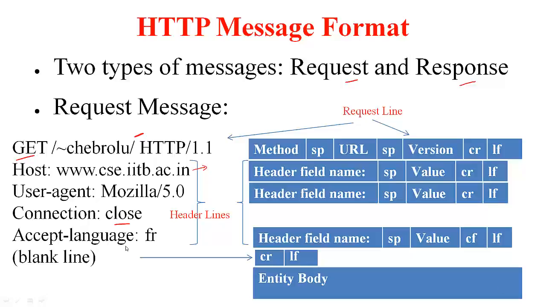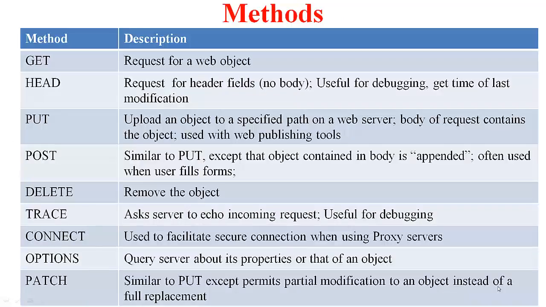Through this header line, I'm saying the language I would like is French. If you have a copy of the web page in French, please pass it. Otherwise, you send me the default web page. So typically in a request message, there is a request line followed by this bunch of header fields. And then there is a blank line followed by an entity body. So for the GET method, there is no entity body, but some of the other methods may have an entity body. So here are a whole bunch of methods.